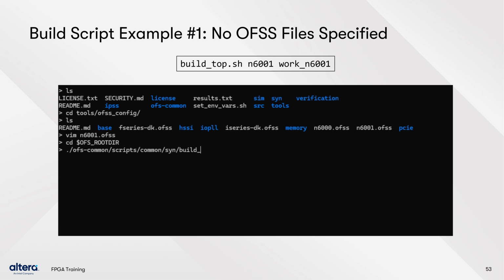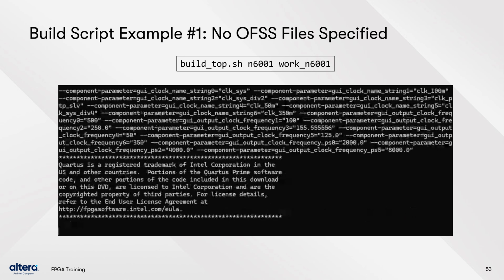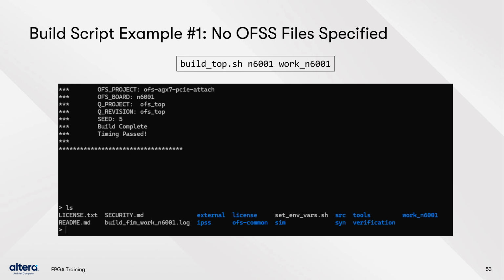The build script is located within the OFS common directory tree. I then specify the target as N6001 and give a work directory name. Executing this command will run the build script. When the build script completes, you should see a message stating that it has completed and that timing has passed.